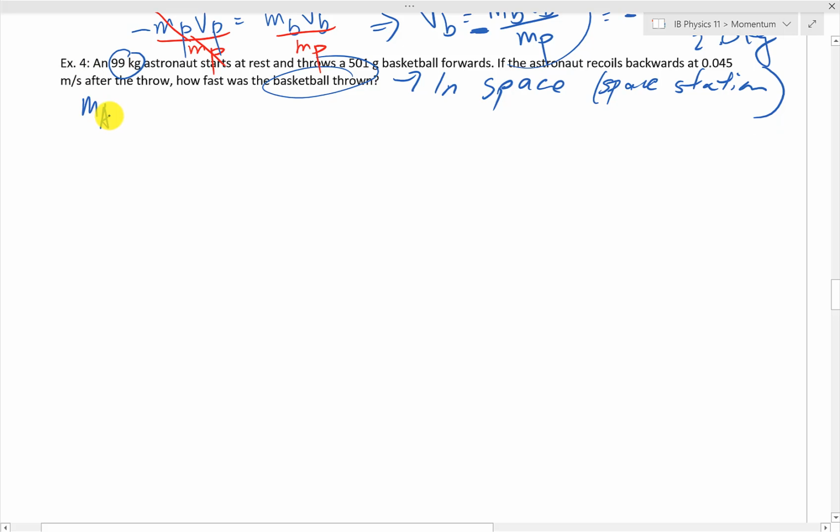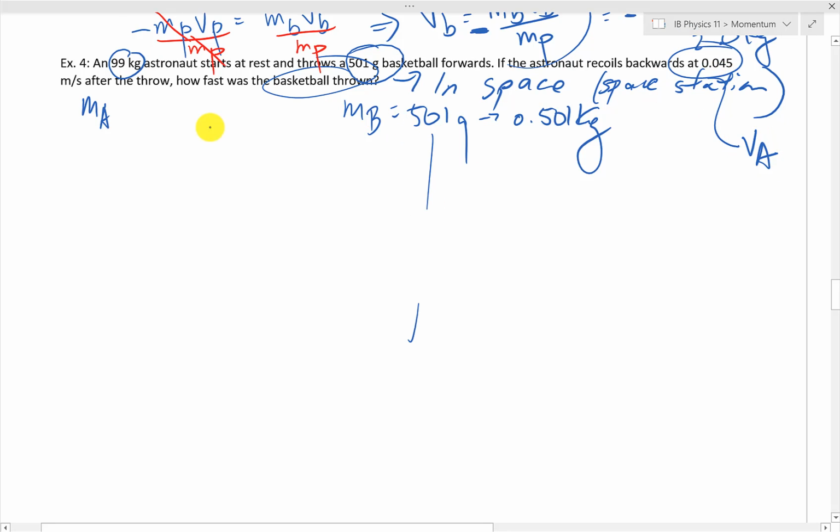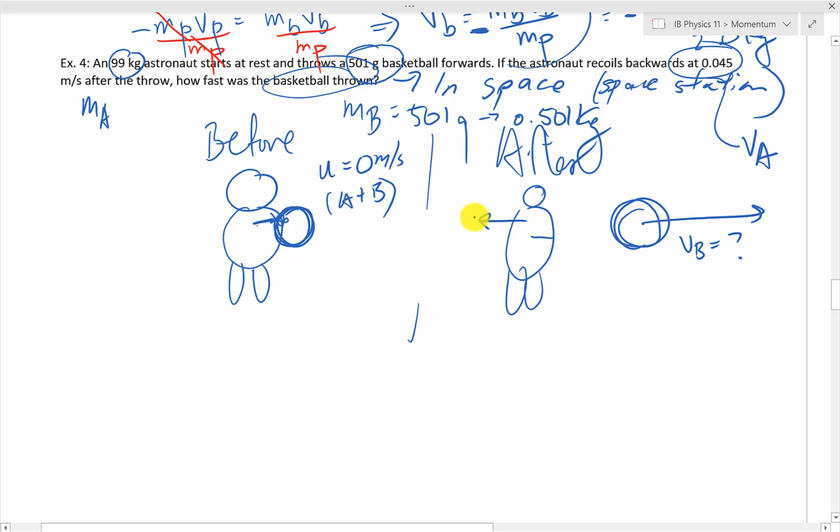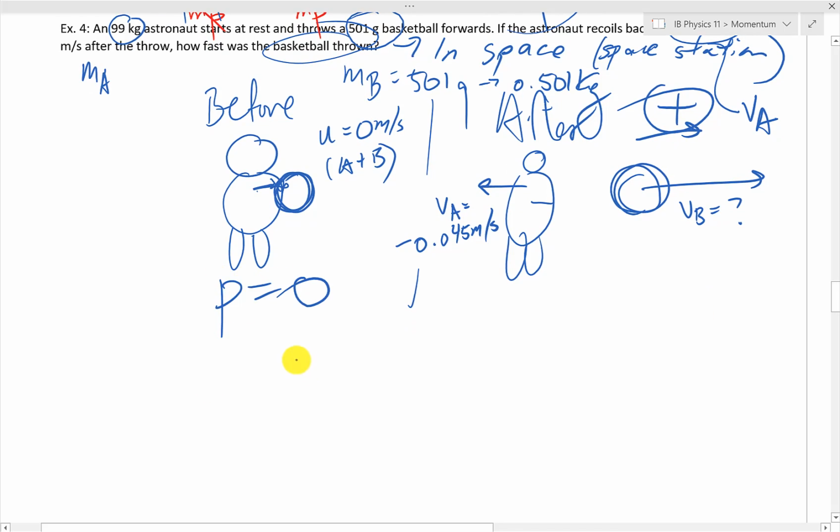We're first going to label some values here. We have the mass of the astronaut, 99 kilograms, and the mass of the basketball, 501 grams, converted to kilograms, that is divided by 1,000, moving the decimal place 3 times over. Don't forget to draw a before and after picture here. Before, the astronaut and the basketball were together. They are at rest at 0 meters per second velocity, but afterwards the astronaut is traveling backwards and the ball is traveling forwards. That's what we're trying to find.